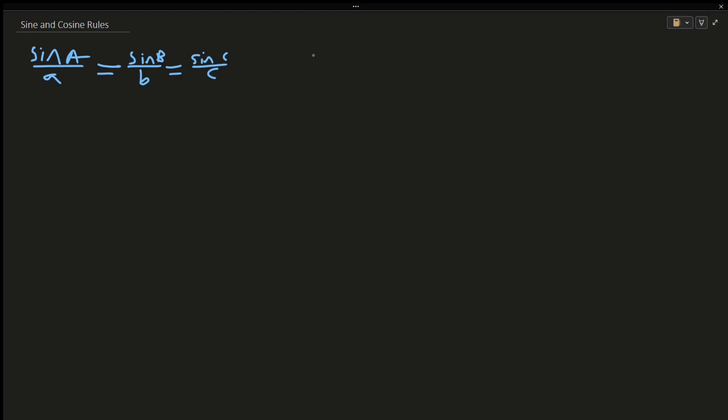This means that if we have any triangle with three sides, it could be equilateral, isosceles, any kind of triangle, we can use this formula to figure out any missing angles. So it's A, B, B, C, C.